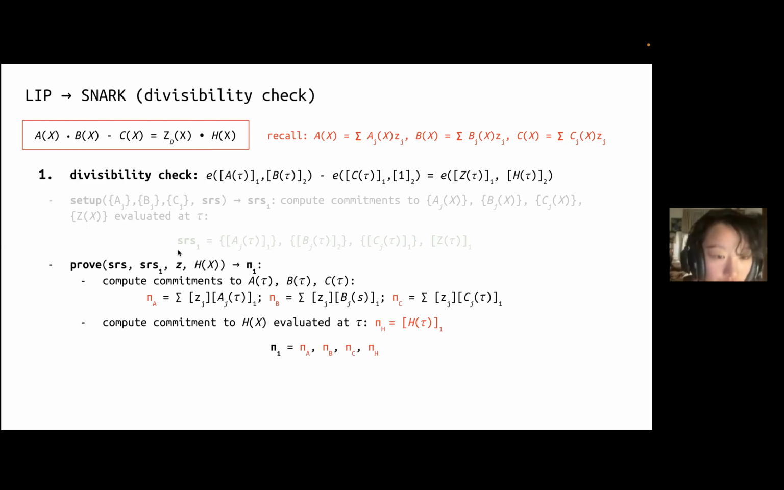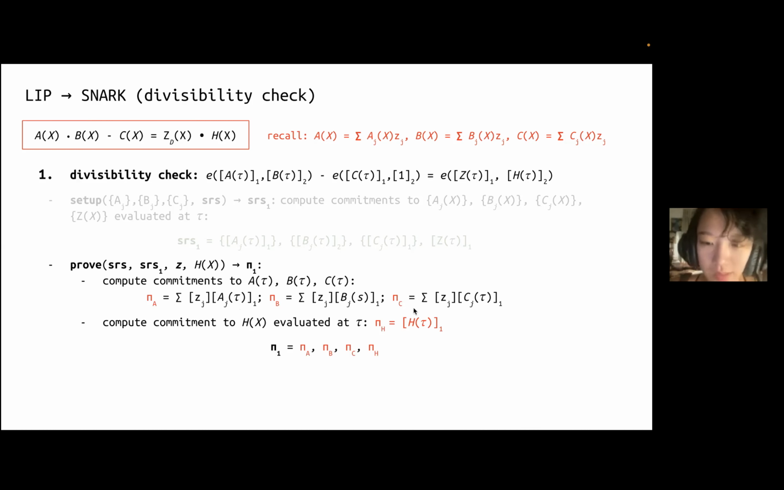And how we're going to use this setup to make our proof is as follows. We're going to take these evaluations of the A, B, and C matrix columns, and we're going to compute the linear combinations using our assignment. So if you see in the top right-hand corner here, pi A maps to AX here. It's a linear combination of the AJ columns. So pi A is just AX, but in commitment form, evaluated at tau.